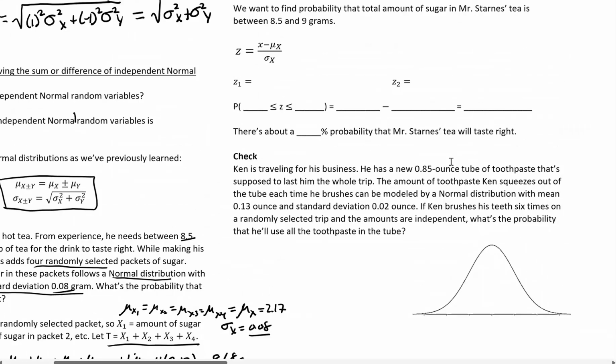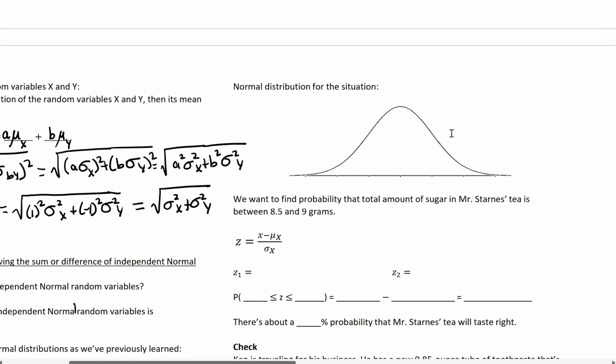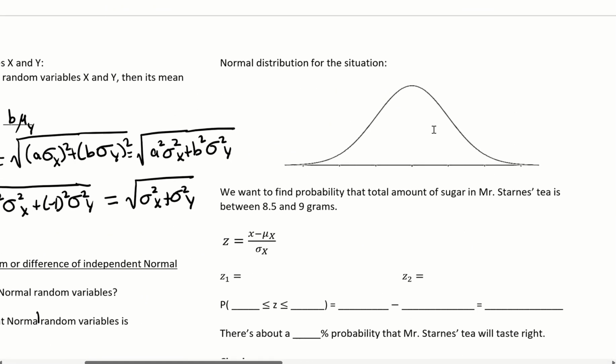So now we're going to label the normal distribution for this situation, and we're going to use those numbers, right? So 8.68 has to be in the middle because that's the mean. This is for S, the sum, right? Okay. And then the standard deviation is 0.16, so we're going to add 0.16 and subtract 0.16 to get the other numbers.